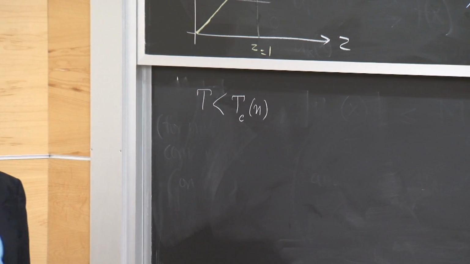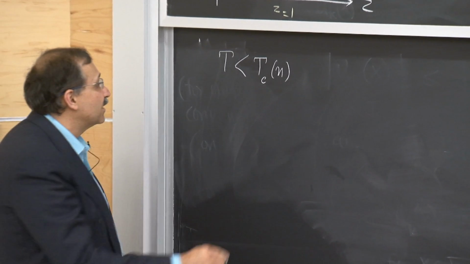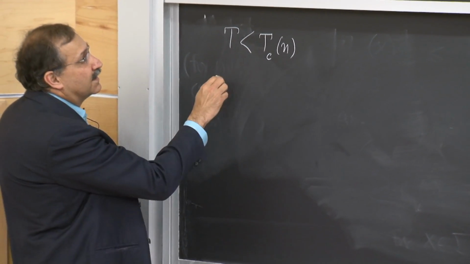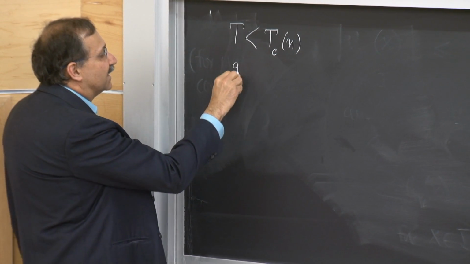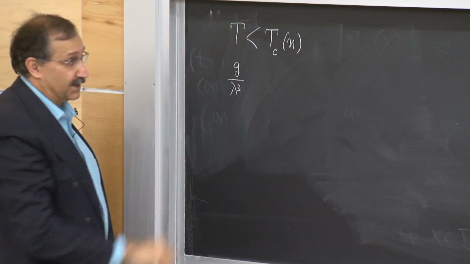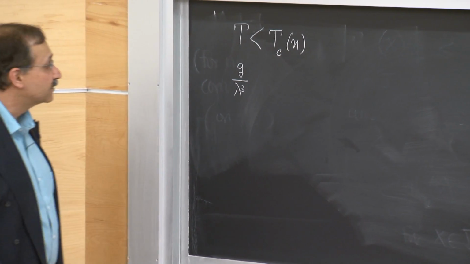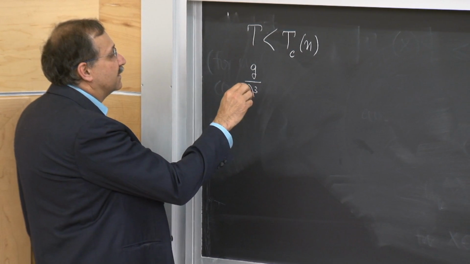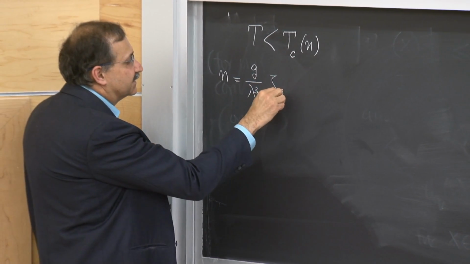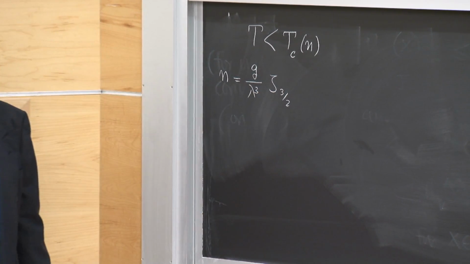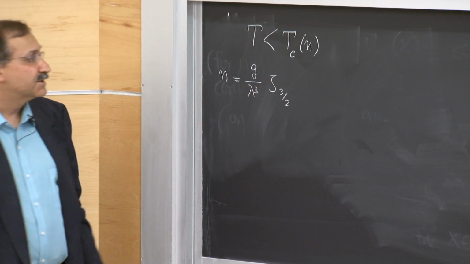And we saw that basically we could get what the temperature is when this happens by equating this combination g over lambda cubed in principle. Over there, I had said g equals to 1. I could repeat it with g not equal to 1. And n, which is g over lambda cubed, zeta of 3/2, rather than f 3/2 plus, this defines for me this temperature Tc of n.